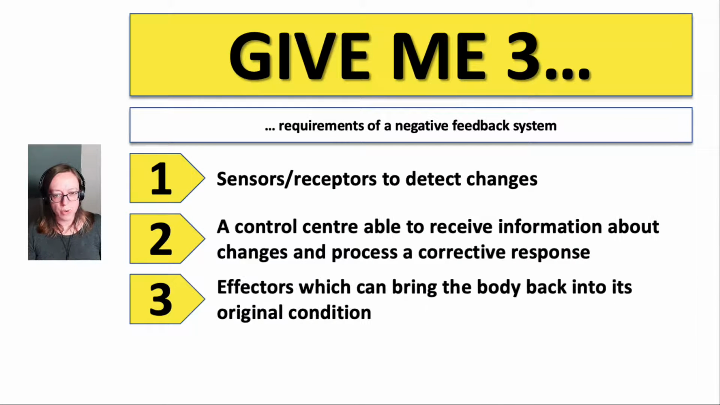Okay, so the three requirements. Sensors or receptors to detect the changes, then the control centre to receive information, that's generally your brain, and then effectors, which can bring the body back into its original condition.